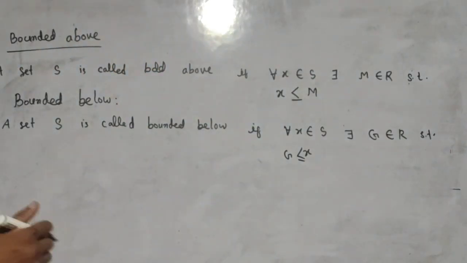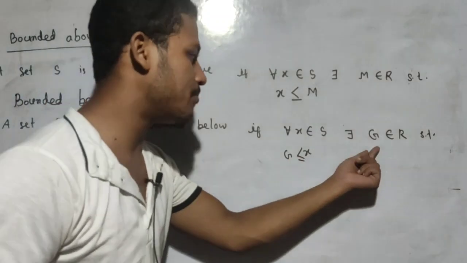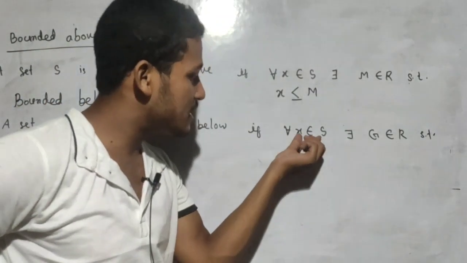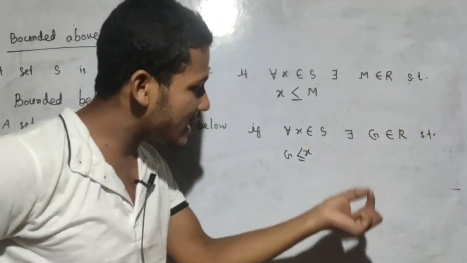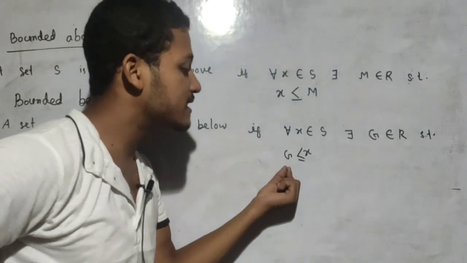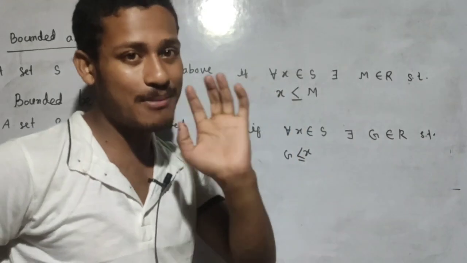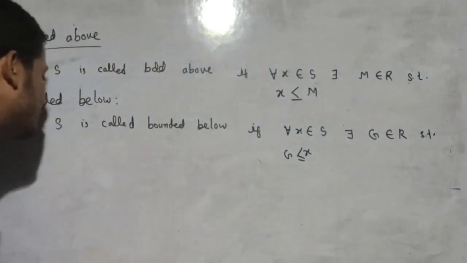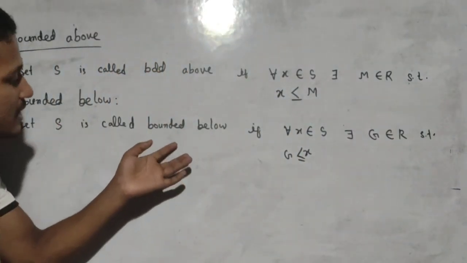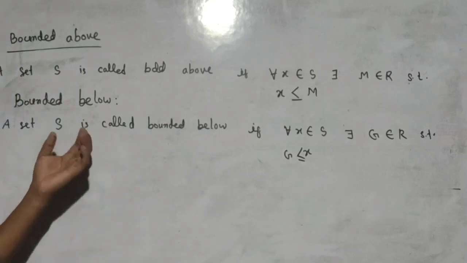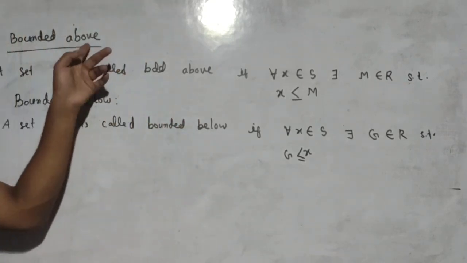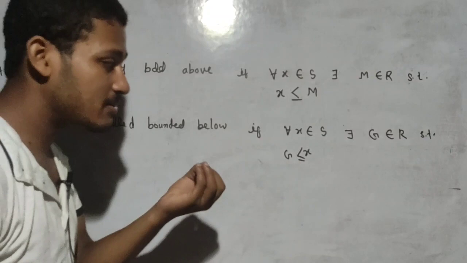That means you must find a real number G such that every element x contained in the set is greater than G or equal to G. This is the condition when we call a set bounded below. So this is the definition of bounded above, and this is the definition of bounded below.